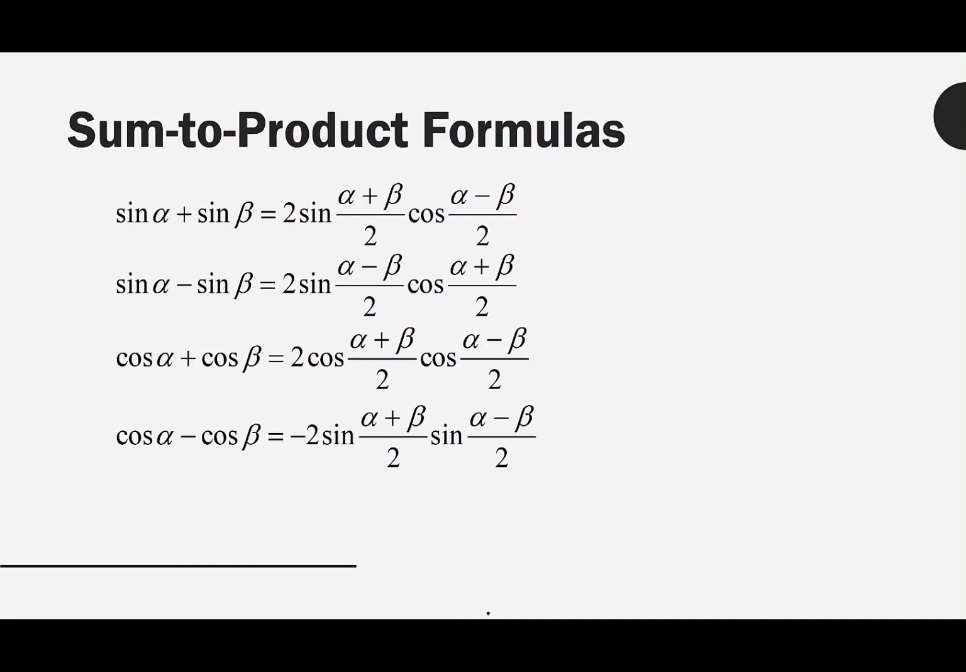I have sine alpha plus sine beta is 2 times sine of alpha plus beta over 2 times cosine of alpha minus beta over 2. I have sine alpha minus sine beta is equal to 2 times sine alpha minus beta over 2 times cosine of alpha plus beta over 2. Cosine alpha plus cosine beta is 2 cosine alpha plus beta over 2 times cosine alpha minus beta over 2. Then cosine alpha minus cosine beta is negative 2 sine alpha plus beta over 2 times sine alpha minus beta over 2. These are 4 good formulas to add to your list of equations for the class.